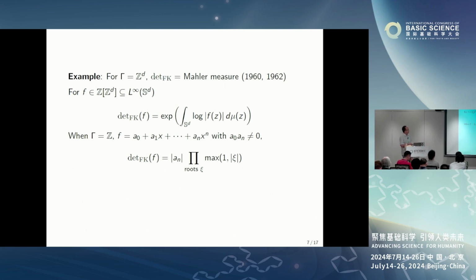Then, in this case, the Fuglede-Kadison determinant is very explicit using the roots and the leading coefficient. It's simply the absolute value of the leading coefficient, times what you get by taking all the roots, counted with multiplicity, and looking at the absolute value of each root. If it's smaller than 1, you forget about it. If it's bigger than 1, you take the product.